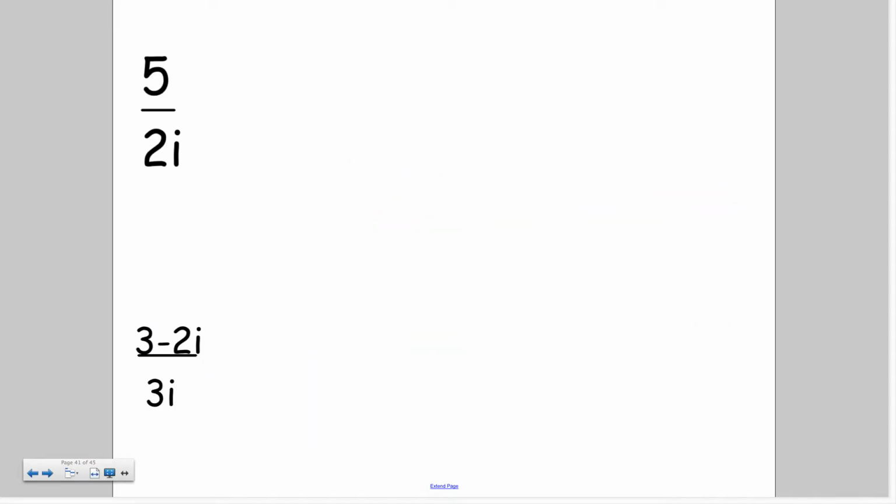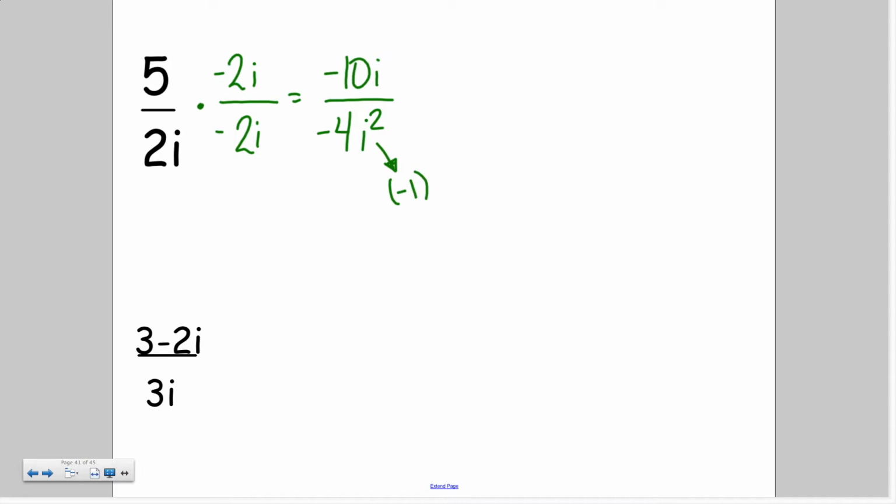All right, go ahead and turn the page, and we're going to do these two. Or the top two. So on the bottom, we have 2I. So I need to multiply by exactly what's on the bottom except the opposite sign. So negative 2I. Whatever I do to the bottom, I got to do to the top. Multiply straight across when it's a fraction. So negative 10I, and then 2 times negative 2 is negative 4, and I times I is I squared. All right, the I squared is a negative 1, okay?